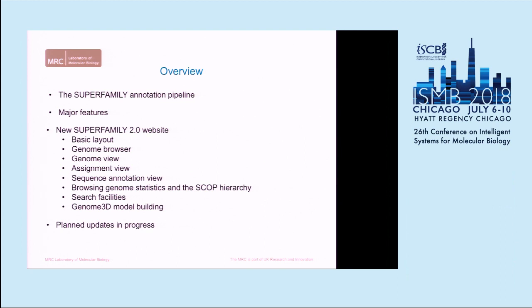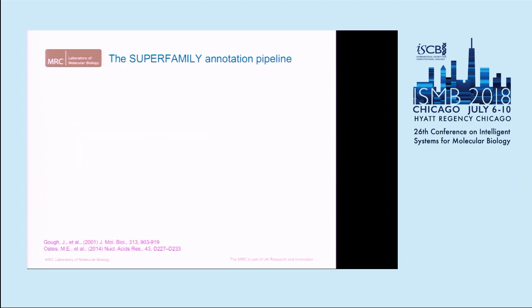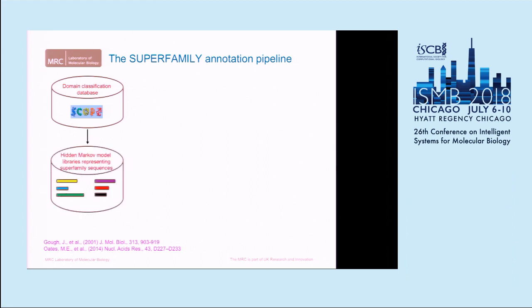So the SUPERFAMILY annotation pipeline mainly is based on a domain classification database, SCOP. The SCOP database classifies protein domains into multiple hierarchical levels: class, fold, superfamily, and family levels. So taking the superfamily sequences as seed sequences, we try to build hidden Markov models representing those seed sequences in the SUPERFAMILY hidden Markov model library.